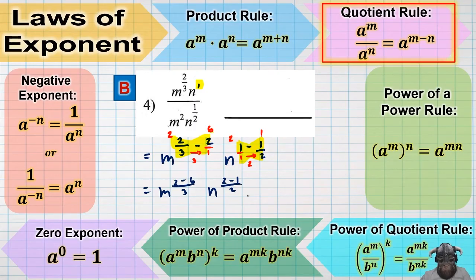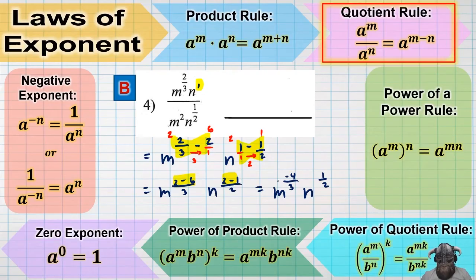So, simplifying this, just having 2 minus 6, that will be equal to negative 4. So the exponent of m will be negative 4 over 3. And then 2 minus 1 is just 1. So the exponent of n will be 1 over 2.